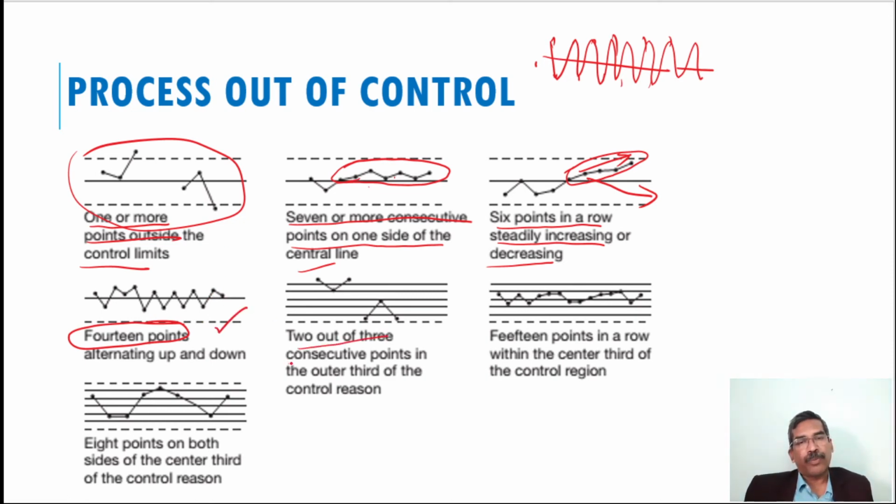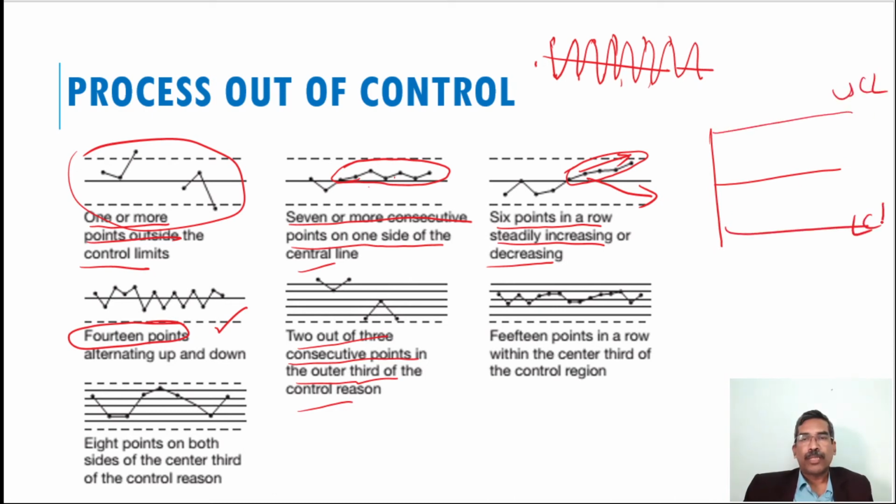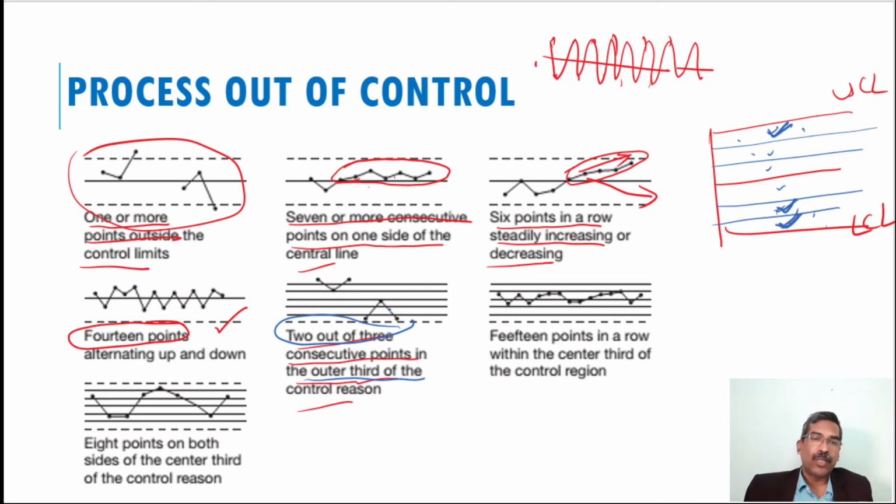Now, 2 out of the 3 consecutive points in the outer third of the control region. That means if this is the central line, this is the upper control limit and this is the lower control limit, then each control limit region can be divided into 3 subzones. This one, 3 parts, this 3 parts. That means 2 out of 3 consecutive points should not be in the outer third. This is the outer third, this is the outer third. If this type of pattern exists, again the process will be out of control.